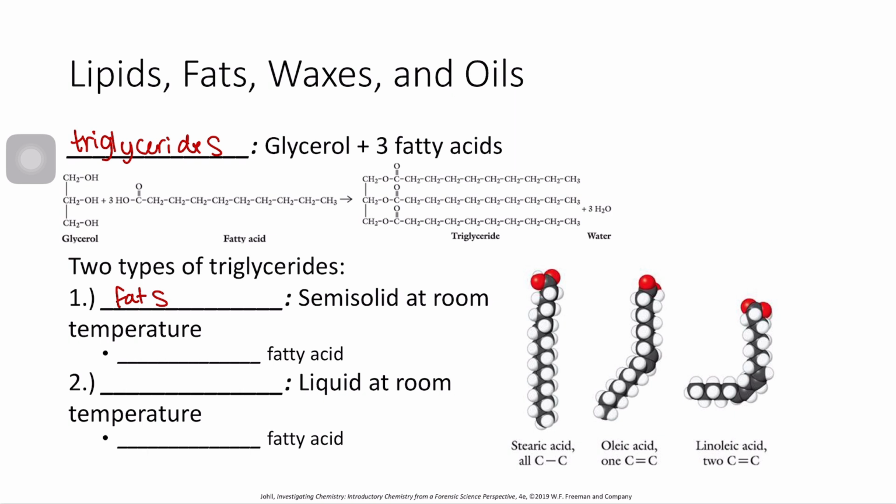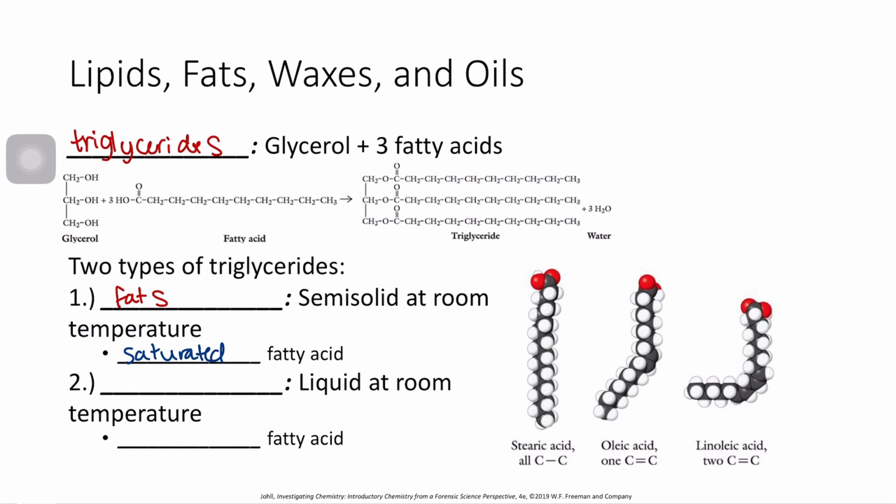A fat is going to be a saturated fatty acid. And a saturated fatty acid means that there are the maximum number of hydrogens bonded to each carbon. In other words, there are only C-C single bonds. There are no double bonds. So that is going to be the definition of a fat.